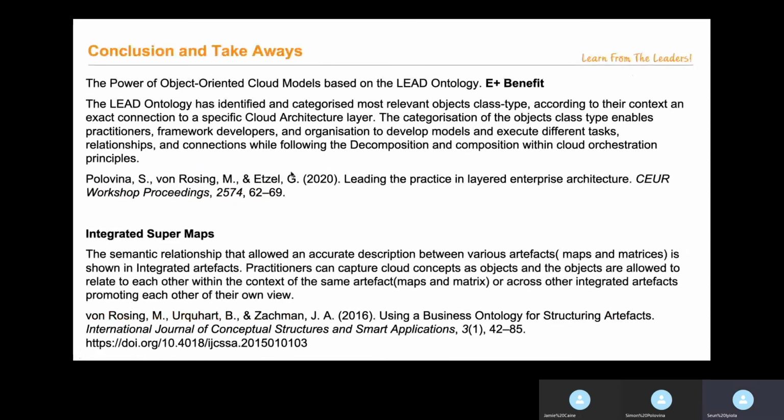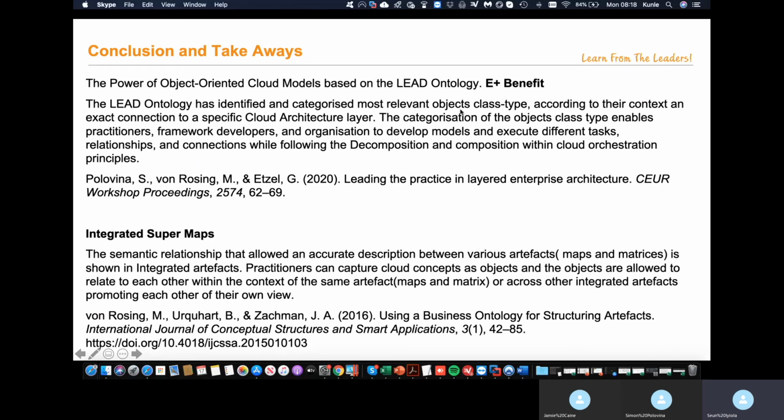So, like I said earlier, I've been able to categorize the cloud objects and cloud platform services on Azure and AWS, and I established the semantic relationship that has allowed an accurate description between various artifacts. I've been able to do this on my spreadsheets, which has formed my super map, and this has enabled me to capture the cloud concepts as objects, and I've been able to relate them within the context of the same artifacts.